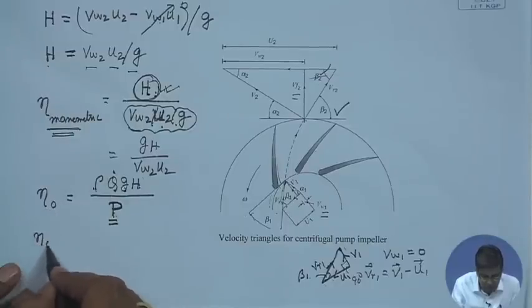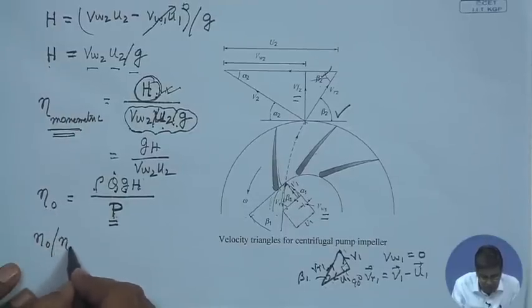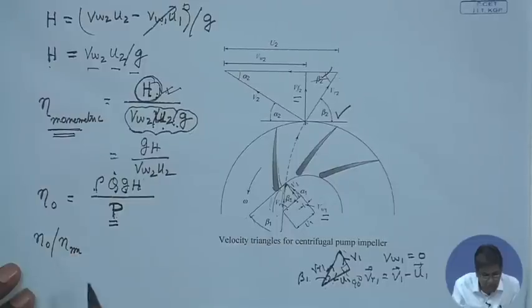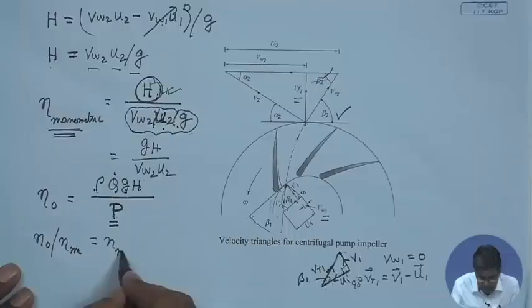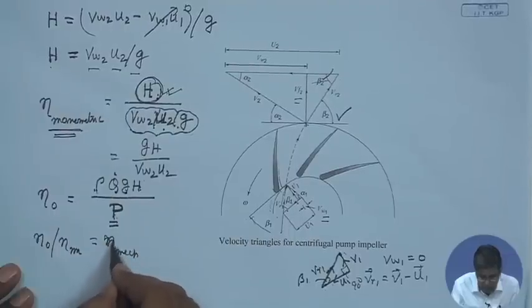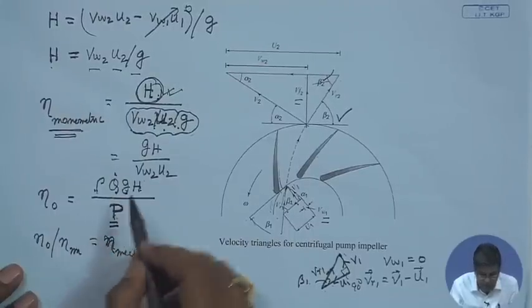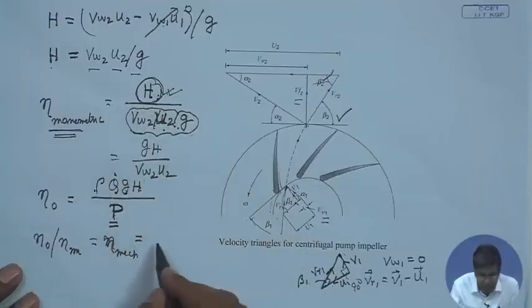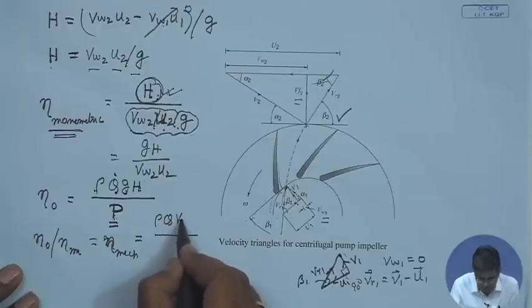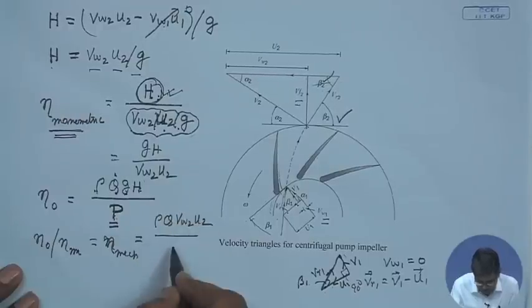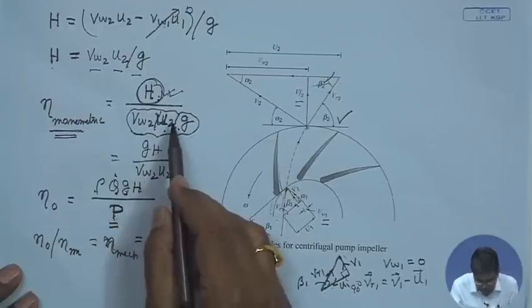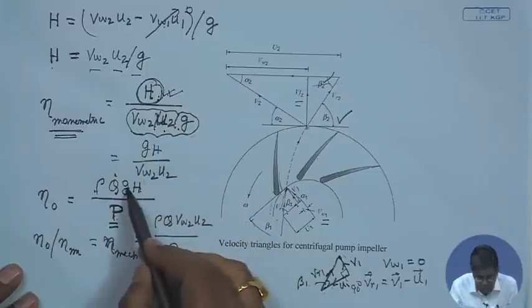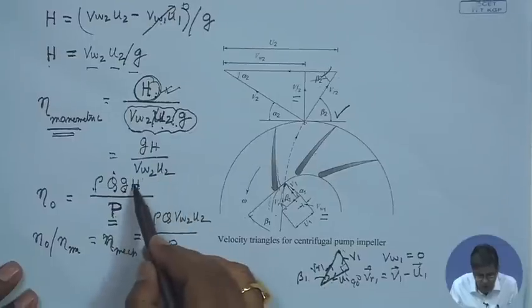If we divide the overall efficiency by the manometric efficiency, we get the mechanical efficiency, eta mechanical. If you divide this by this, you get the mechanical efficiency. What is mechanical efficiency? That will be rho Q VW2 U2 by P. If you divide this by this, then automatically GH will be cancelled, and VW2 U2 will go in the numerator with rho.